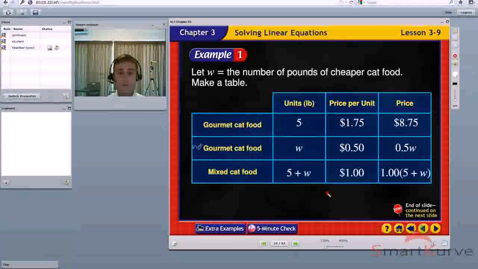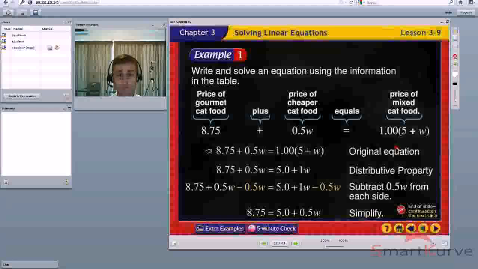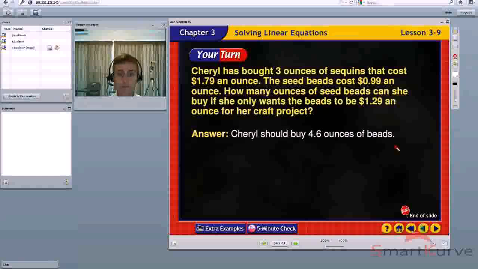You can start by doing the same sort of table: units, price per unit, and price total. Cheryl has bought 3 ounces of sequins that cost $1.79 an ounce. The seed beads cost 99 cents an ounce. How many ounces of seed beads can she buy if she only wants the beads to be $1.29 an ounce for her craft project? You're going to set it up the same way, use the same type of equation, and Cheryl should buy 4.6 ounces of beads.